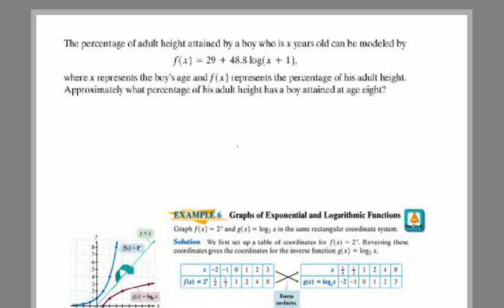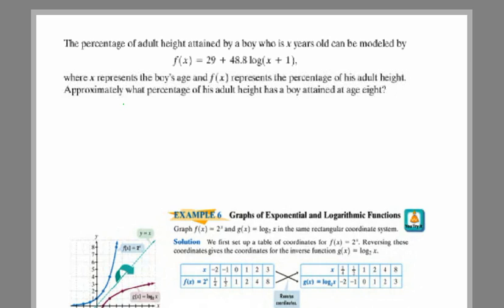Okay, let's check out an application of this logarithm equation. It says the percentage of adult height attained by a boy who is x years old can be modeled by this logarithm equation or function. x represents his age, f of x represents the percentage of his adult height. Approximately what percentage of his adult height has a boy attained at age 8?